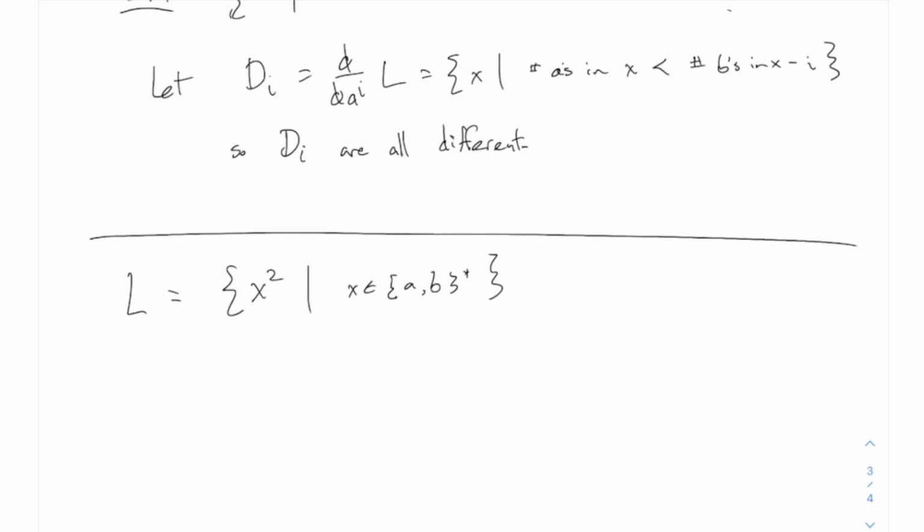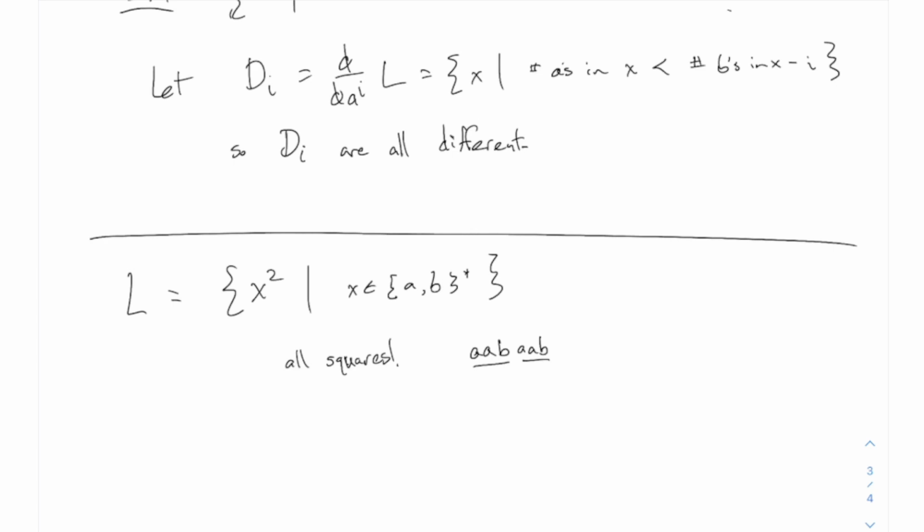X squared. This is the language of all squares. This is also non-regular, even though it looks quite different from all those other examples. So this involves things like all squares. That is strings which are squares. That would be something like A, B, A, B, right? It's like one thing followed by the same thing again. That's what a square looks like.